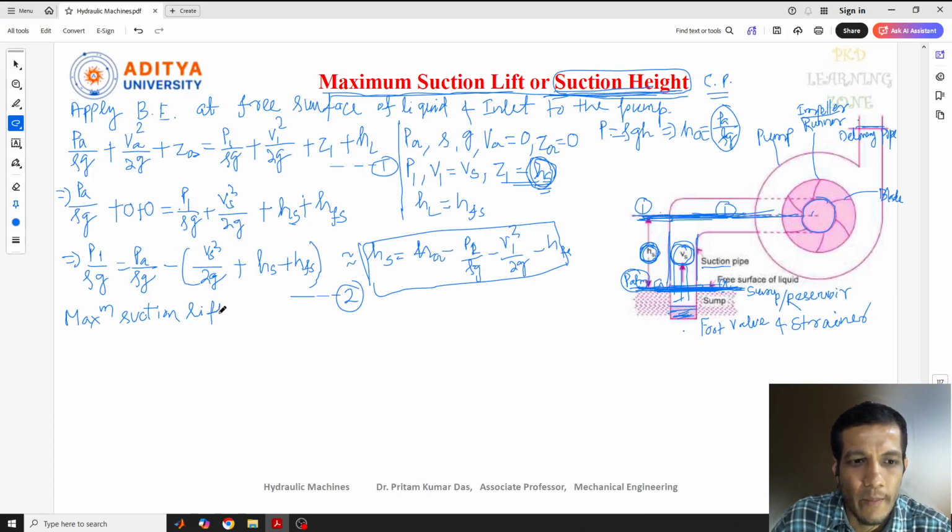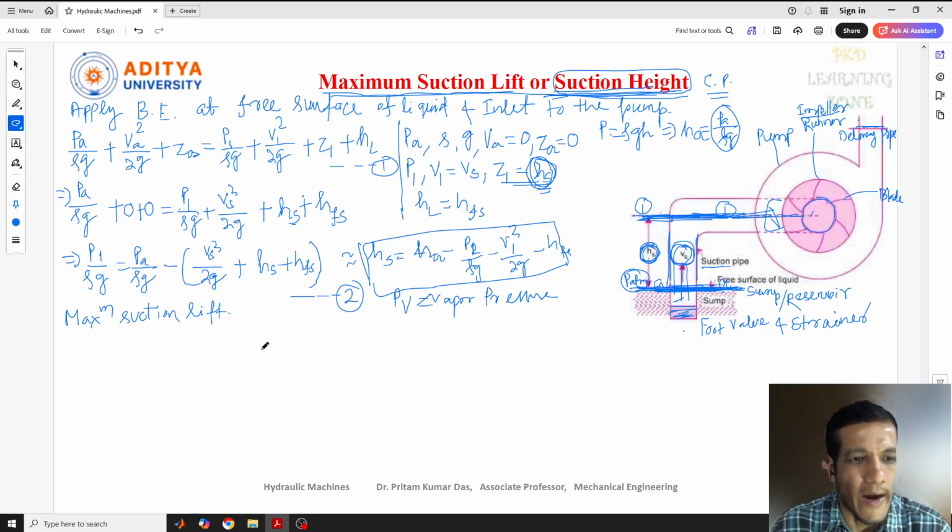To find the maximum suction lift, the pressure at the inlet of the pump should not be less than the vapor pressure of the liquid, not atmospheric pressure. So what is vapor pressure? We mark it as PV. The pressure present in the liquid at this inlet point should not be less than the vapor pressure of the liquid.